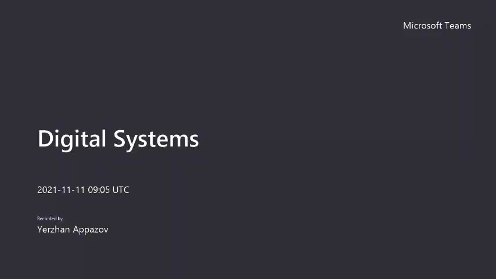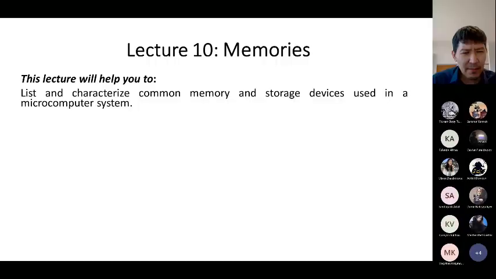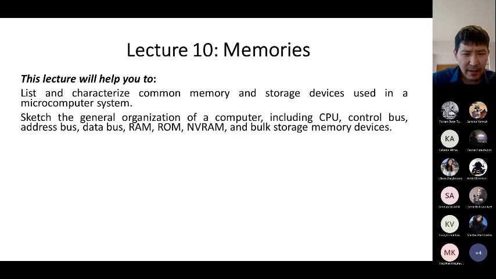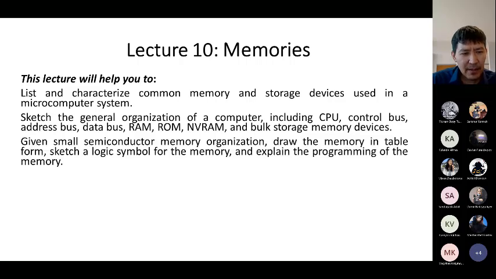Architecture, and I think you know some memory parts of the computer. But anyway, I just want to give you some fundamentals of the memory. So we'll sketch the general organization of a computer, including central processing unit, control bus, address bus, data bus, RAM, ROM, and VRAM, and bulk storage memory devices.